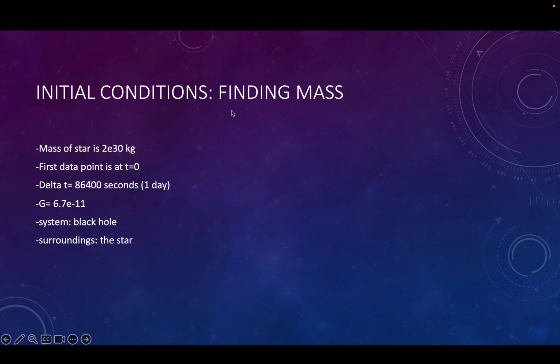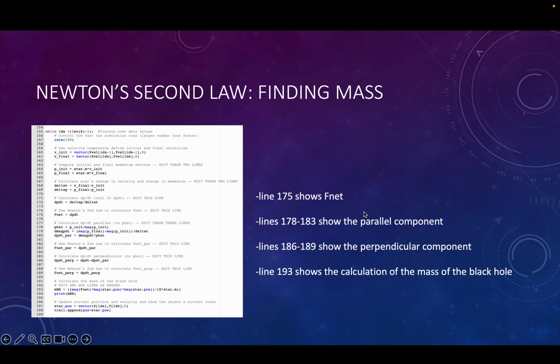So some initial conditions going into the first experiment: the mass of the star was 2e30 kilograms. The first data point is at t equals 0. Our delta t is 86,400 seconds, which is equal to 1 day. Our gravitational constant is 6.7e-11. Our system is the black hole, and our surroundings is the star. So, Newton's second law comes in whenever it comes to finding the mass.